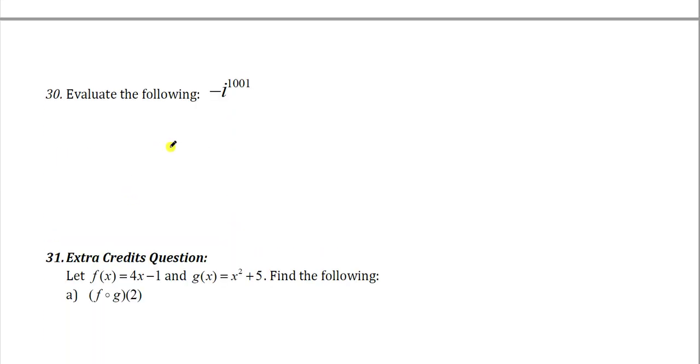Now, the next example, we are trying to evaluate the following complex expression right here. Anytime that we are talking about the i, we know that i squared is equal to minus 1. So somehow you need to use the information right here to simplify this one. Well, I know that the minus sign, I can keep it outside. So just don't touch it for now. The power of 1001. I know that I can apply the square, because I know i squared is minus 1.